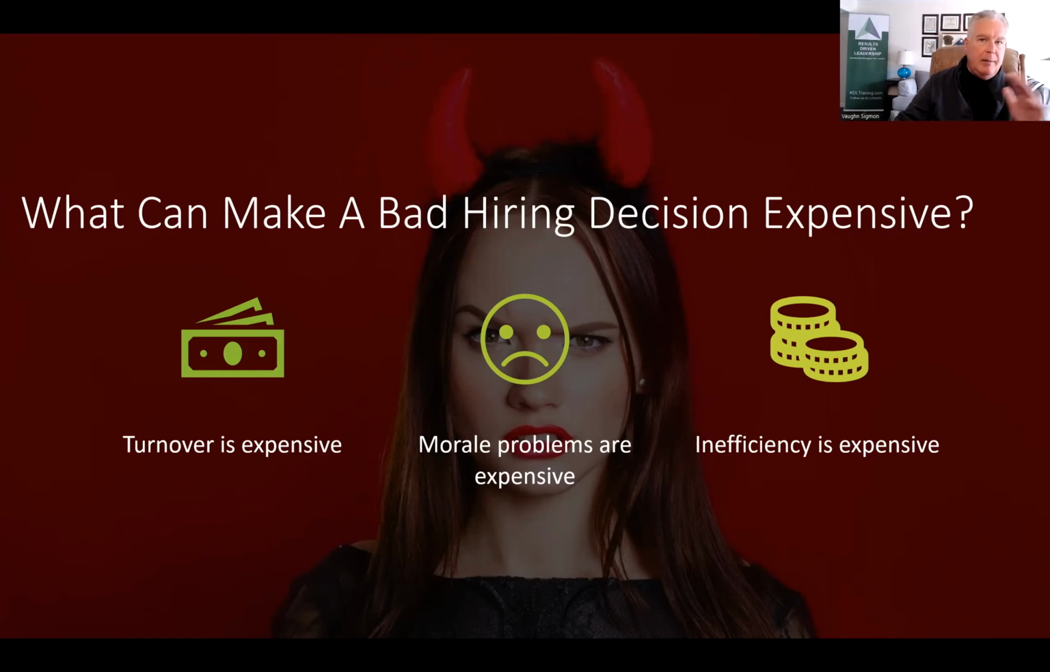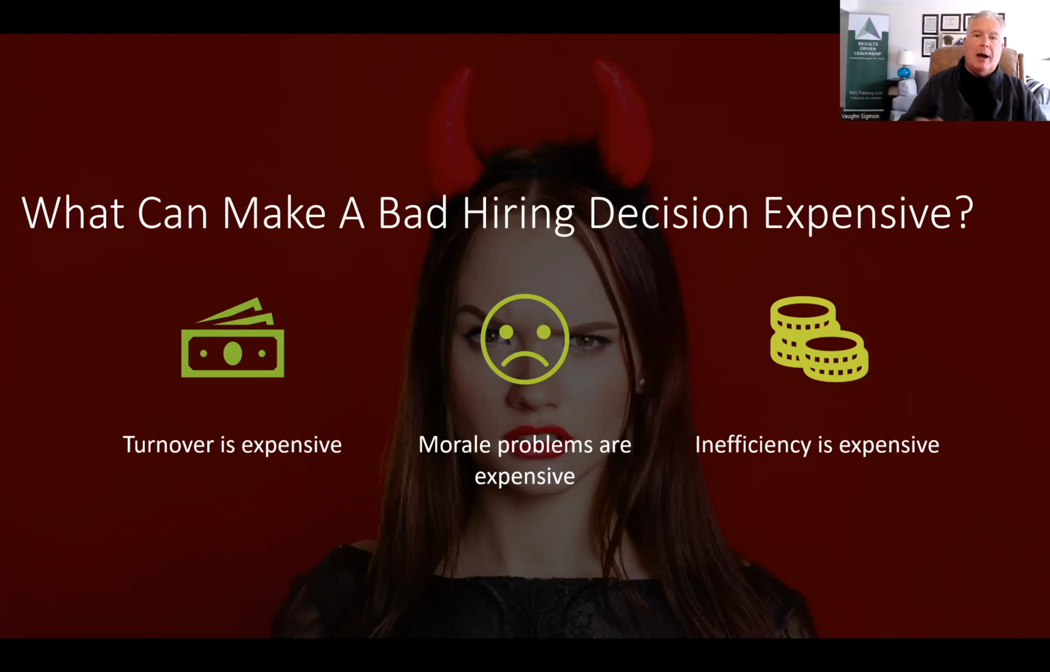The numbers vary by complexity of job and whether it's salary or management or sales or manufacturing, but you can typically take the rule of thumb of between 2 and 3x their annual pay is what the average turnover is costing employers in America. It's in the hundreds of billions of dollars of additional costs due to bad hiring decisions, people not working out.